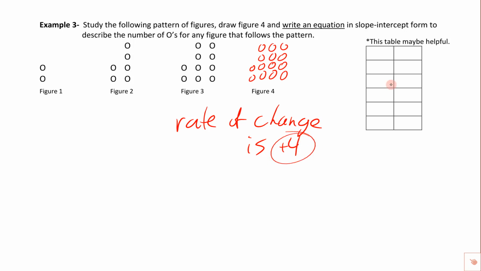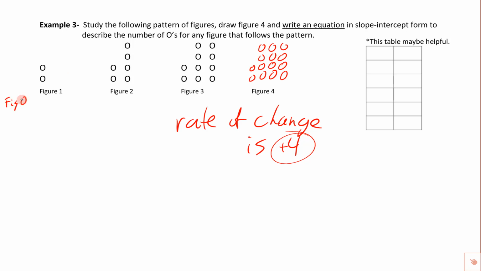Now let's see if we can do this without the table. Let's kind of go backwards. So if we were going backwards, this would go from this many O's to this many O's. We'd be taking off that last row of O's. We'd be taking off these 4 O's to get to this one. And if we took off 4 O's, that would be like having figure 0.